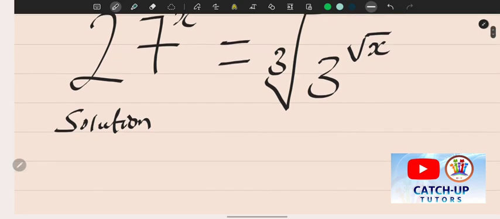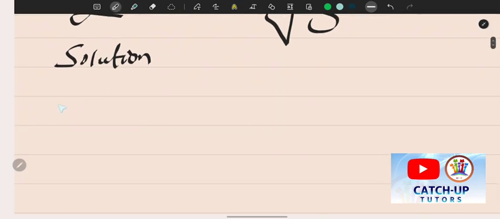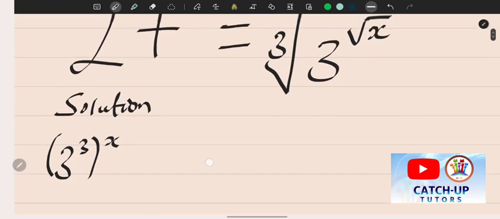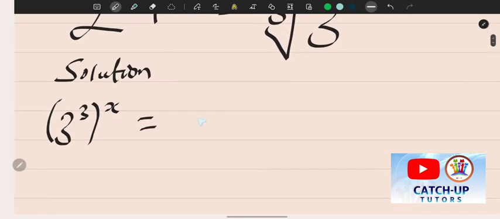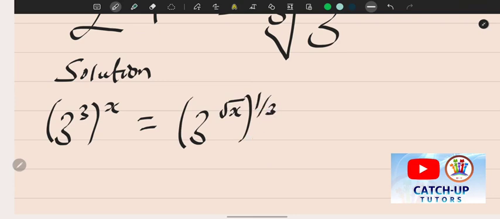The first thing we need to do here is to express both sides of the equation to be of the same base. On the left-hand side we have 27 raised to the power of x, and 27 can be written as 3 to the power of 3, then raised to the power of x. On the right-hand side, the cube root of that can be written as 3 raised to the power of x, then in brackets, 1 over 3.